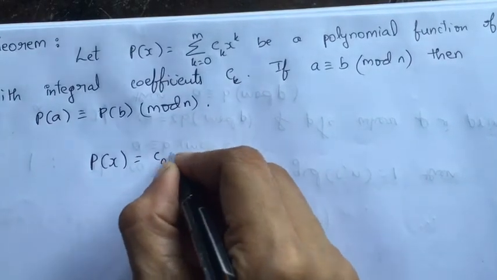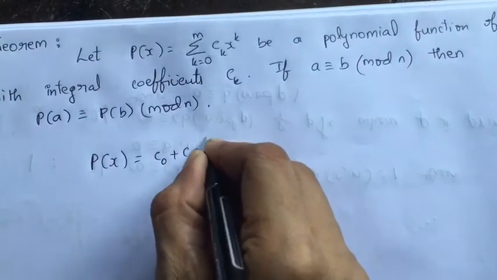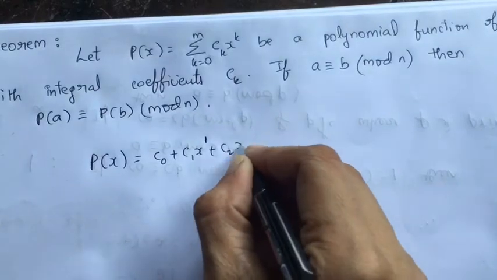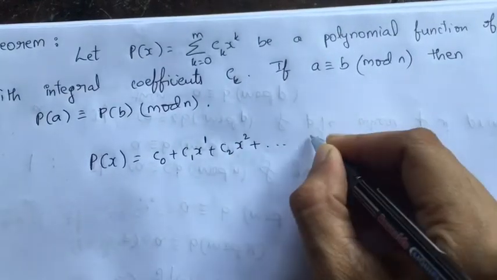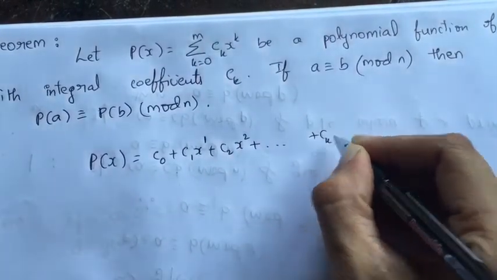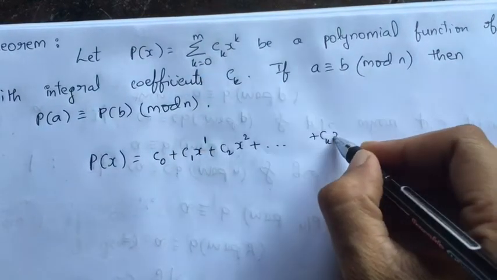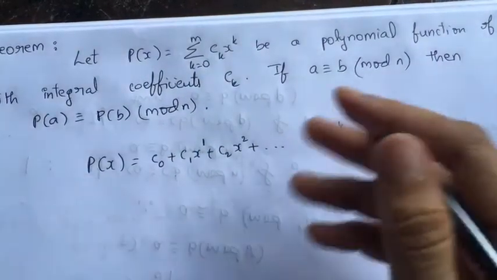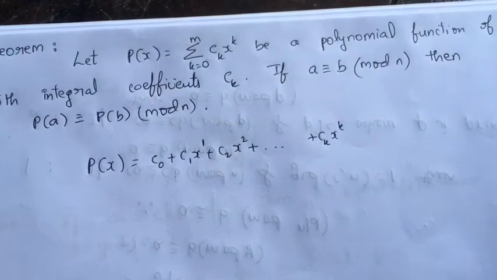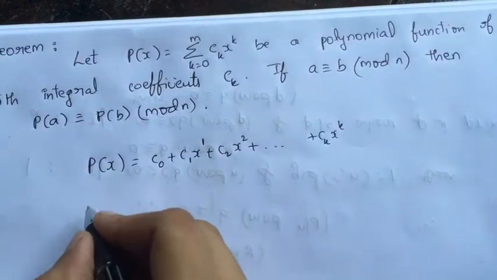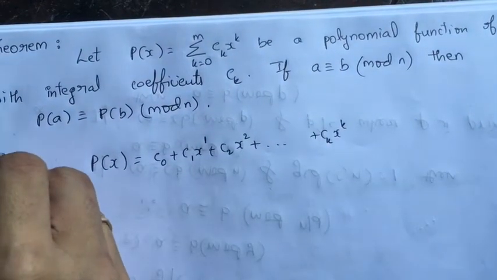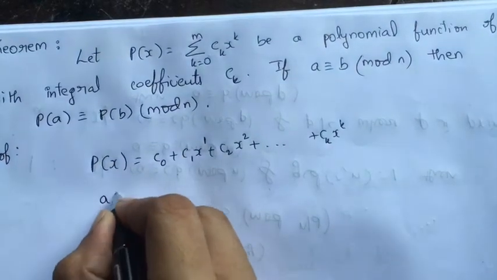Say c0 plus c1 into x power 1, c2 into x power 2, like that. I hope you know this. Here, it is up to k, so I'll write ck into x power k, like that. This is the polynomial representation. Now it is given that a is congruent to b mod n.